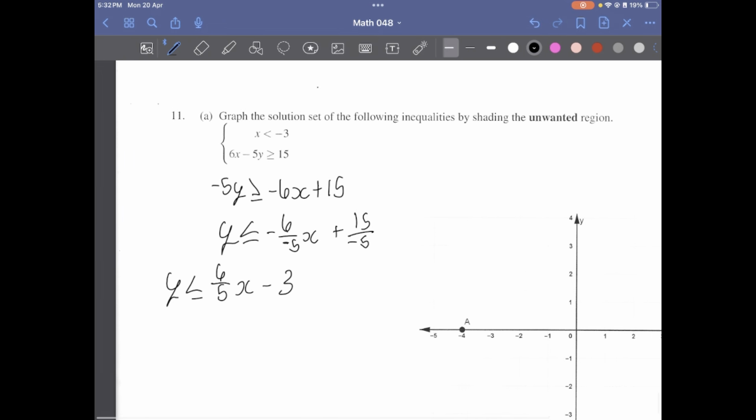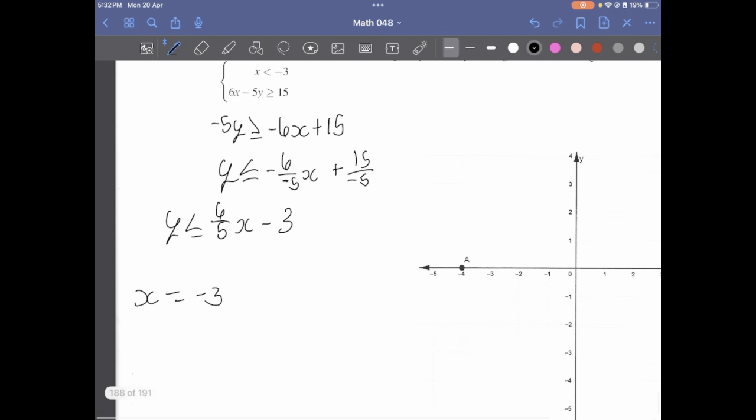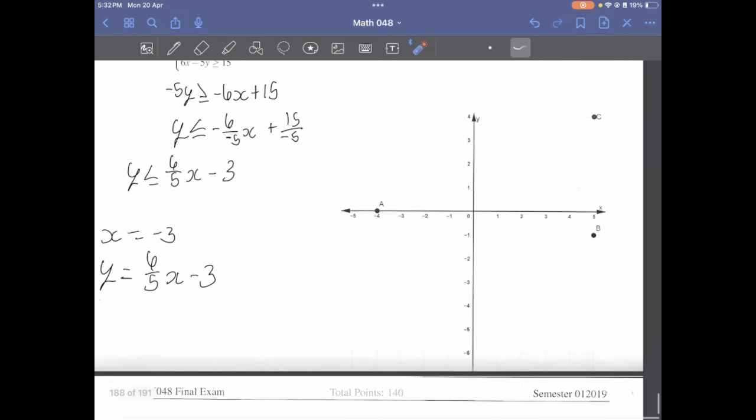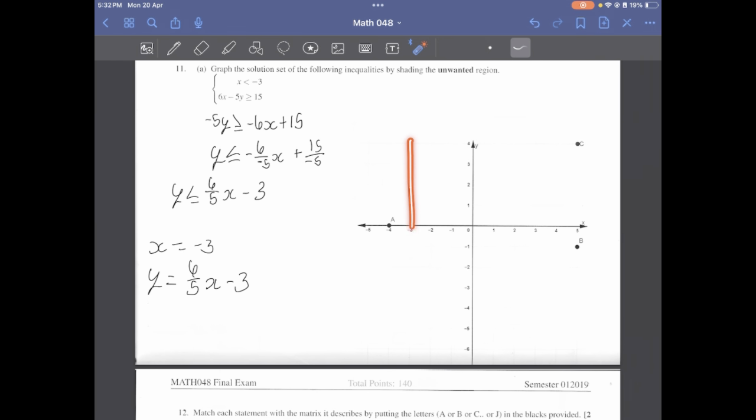So the two lines we're going to plot are x is equal to negative 3, where I just switched the sign to equal, and then y is equal to 6 over 5x minus 3. So I'm going to plot those. x is equal to negative 3 is just a straight line going down through negative 3. Okay. And we're going to label it.